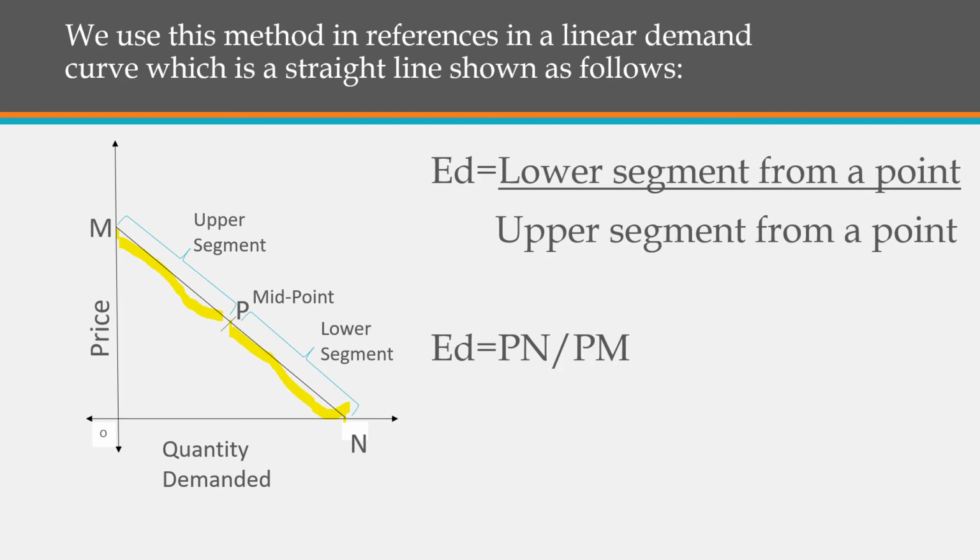It is because in the geometric method, elasticity of demand is calculated by dividing the lower segment by the upper segment. That is the length of the lower segment divided by the length of the upper segment from a point. The point being the midpoint. So if we express in terms of the formula, then it will be PN, which is the lower segment, divided by PM, which is the upper segment.